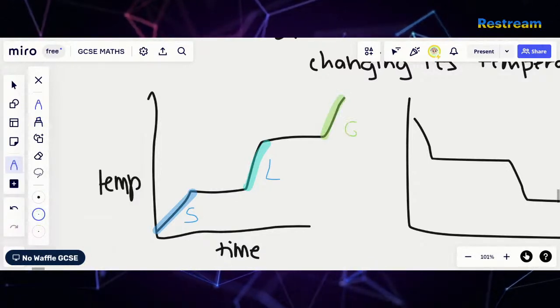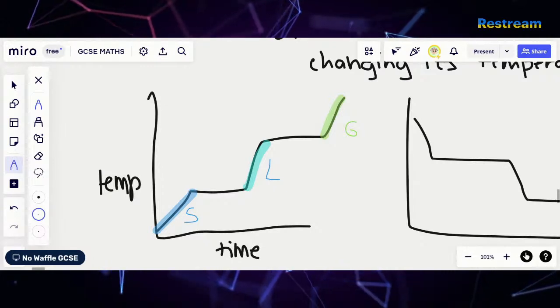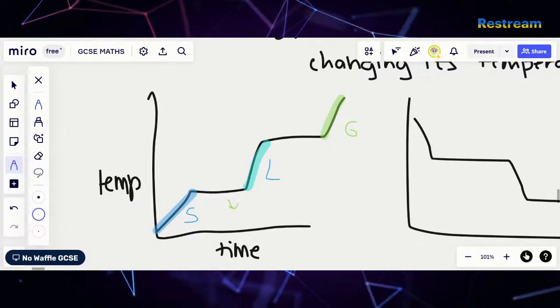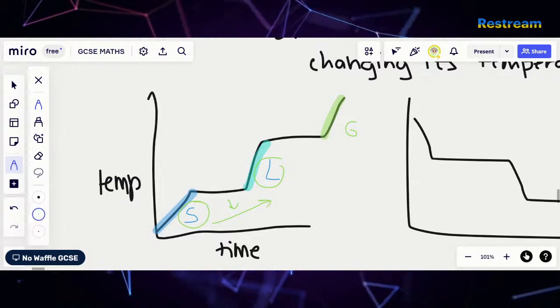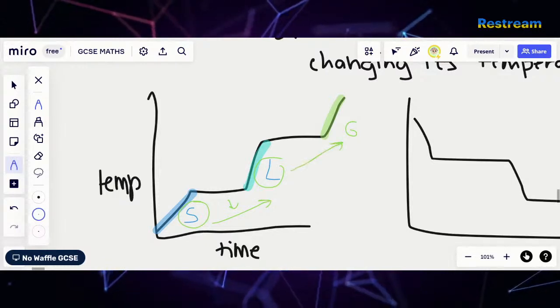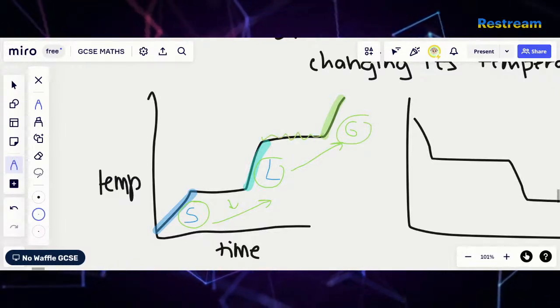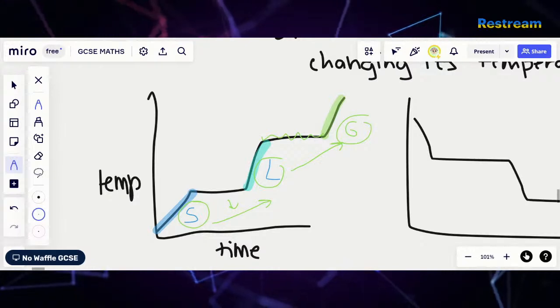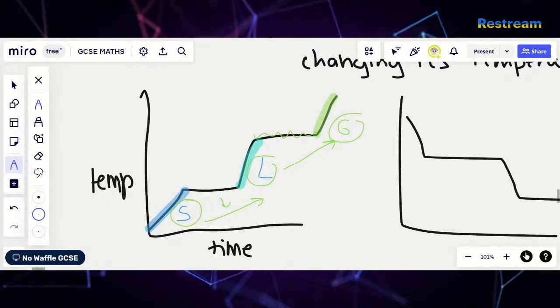So what happens at the stationary points in between? Well, if you notice, between this time we must assume that it changes state from solid to liquid. However, we notice no change in temperature, and we also see this in liquid to gas. We see that as it changes state here, there is no change in temperature. Now, why is this? Why is there no change in temperature when we're changing states? Let's try and explain this.